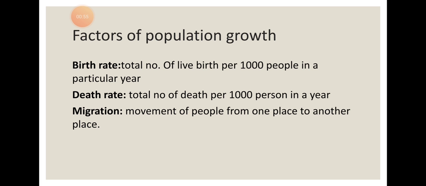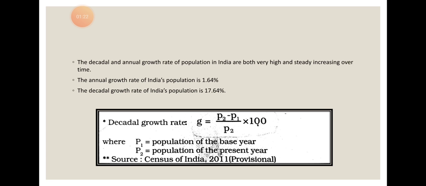Now the factors of population growth. These three, birth rate, death rate and migration, are called the factors of population growth. Birth rate means the total number of live births per thousand people in a year. The total number of deaths per thousand persons in a year is called the death rate, and migration means the movement of people from one place to another. These three are considered the factors affecting the growth of the population of a country.